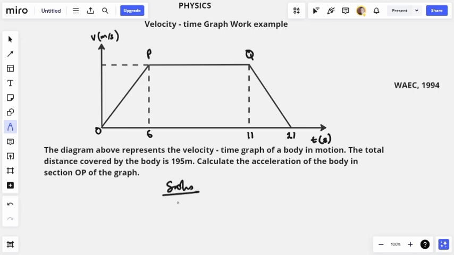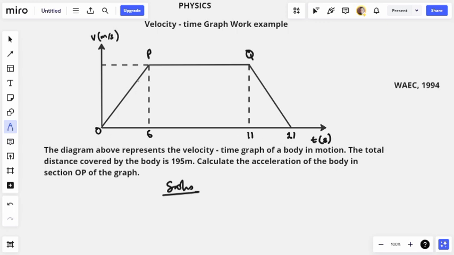In section OP of the graph. So section OP, this is OP. They say we should calculate the acceleration at this section. And of course, we know that this section of the graph, OP, represents acceleration. Then PQ represents zero acceleration or constant velocity. Then Q to the end represents deceleration, that's negative acceleration.